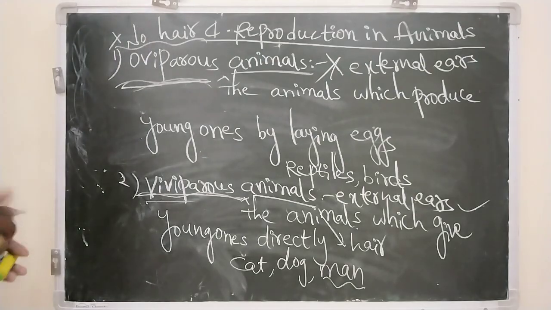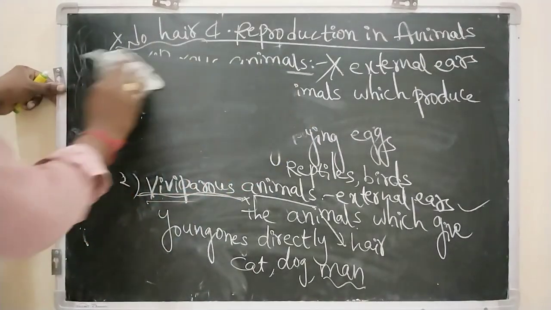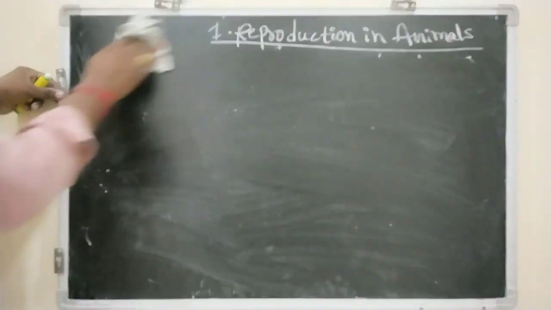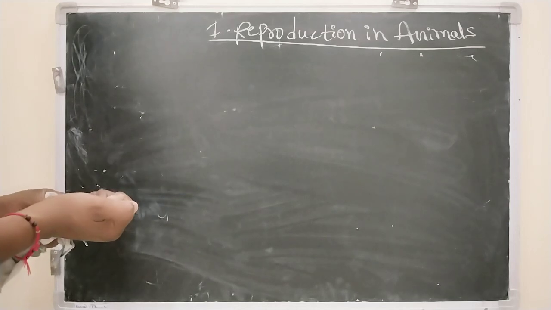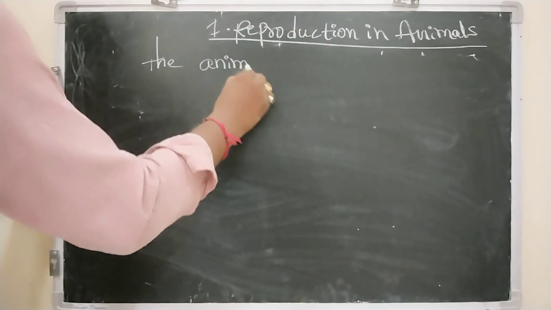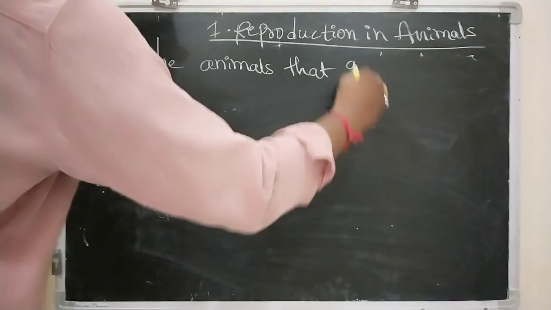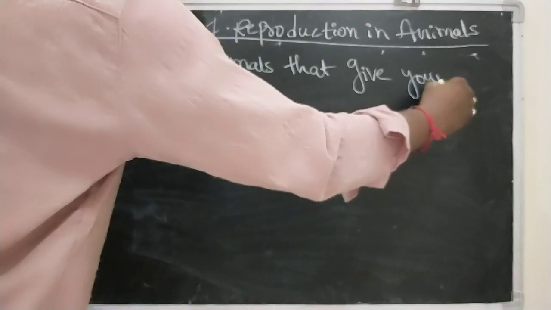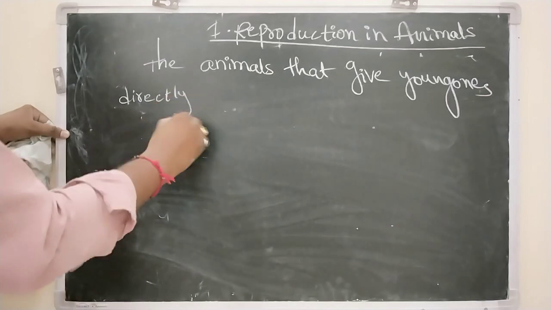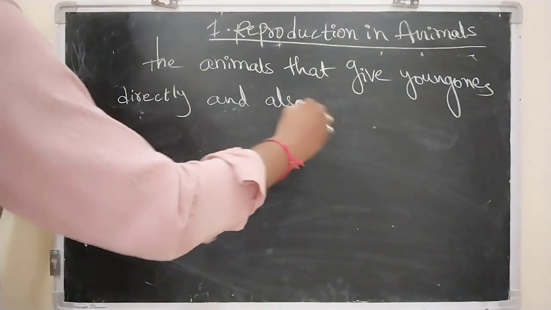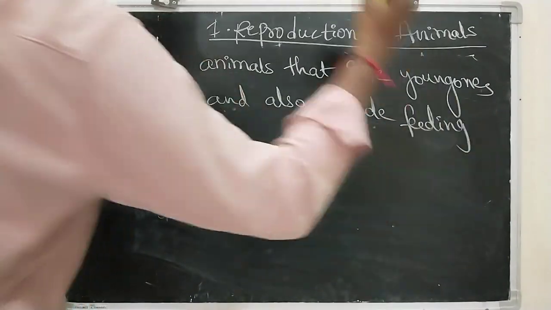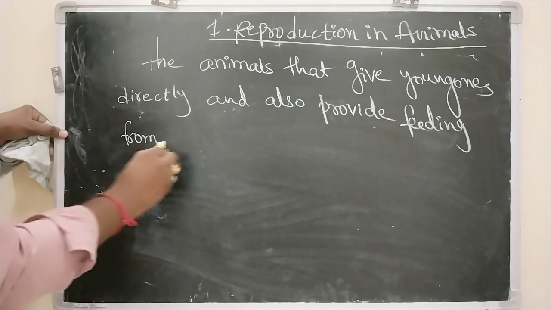And one more category which is close to viviparous animals is mammals. What are mammals? There is a slight difference. Mammals give young ones directly, and also provide feeding from the mother.